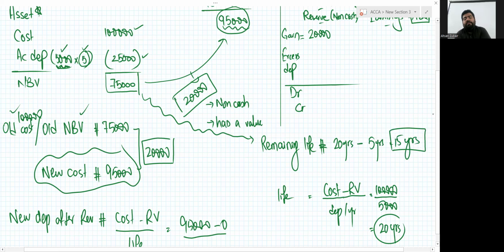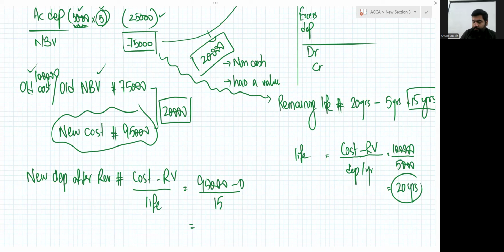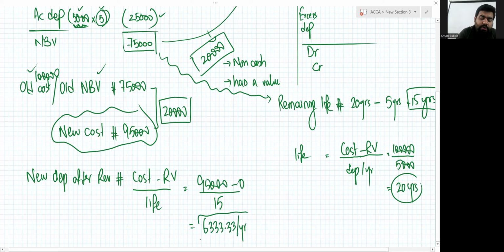So you have to make sure that you are capable of calculating the total life and remaining life, so that you can use it in the new depreciation formula, the excess depreciation formula. Okay, so life remaining now is 15. So calculate it. What's the answer? 6,333.33 per year. This is the new depreciation.